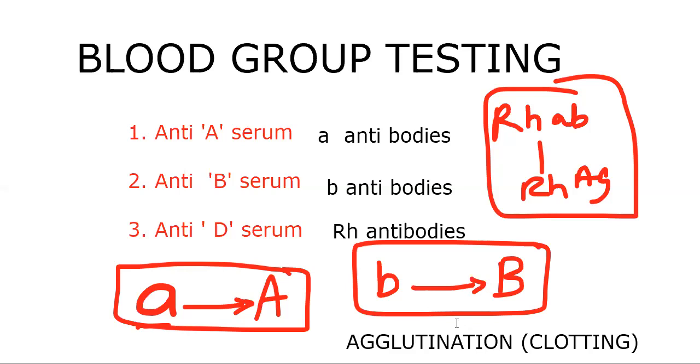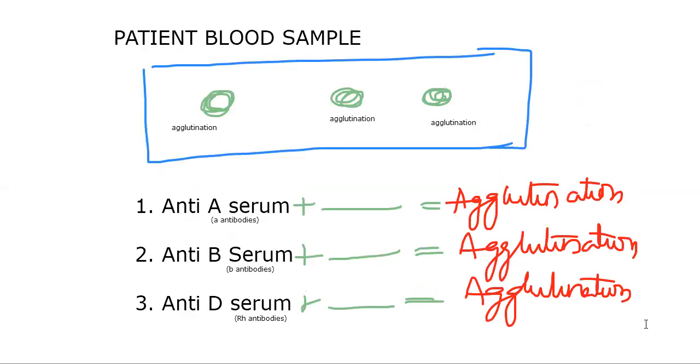When it binds, agglutination occurs. RH antibody binds with RH antigen. When they bind, that can be seen in the form of agglutination. Now, if you can fill in the blanks, which antigen is present here? So this is agglutination. Clumping occurs with all three.